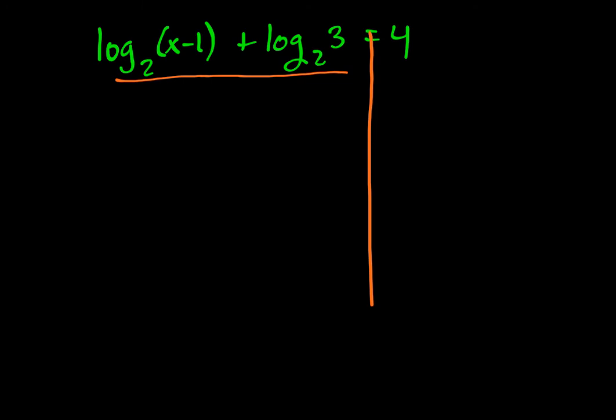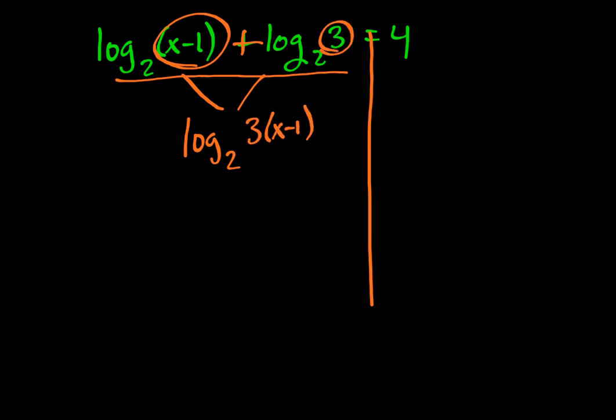So the way I would get the log by itself, well, we have two logs here. So what I could actually do, because we're adding, is I could condense that into multiplication. And again, the reason I'm wanting to do that is because I'm wanting to get one log on that left side. So this log is going to become that times that. Now I'm going to go ahead and distribute that 3 just to make my life a little bit easier. So that would give me log base 2 of 3x minus 3.